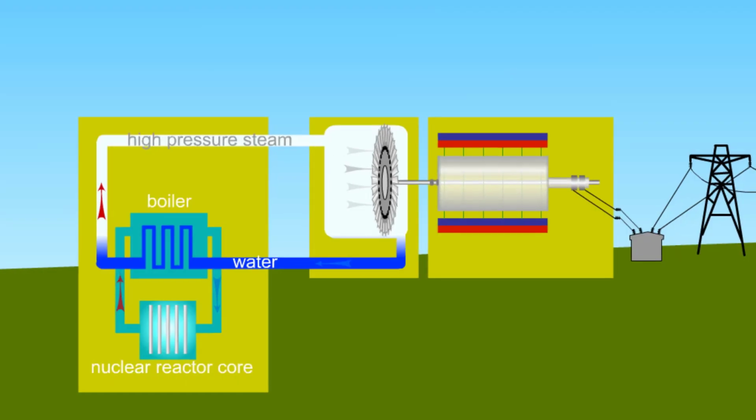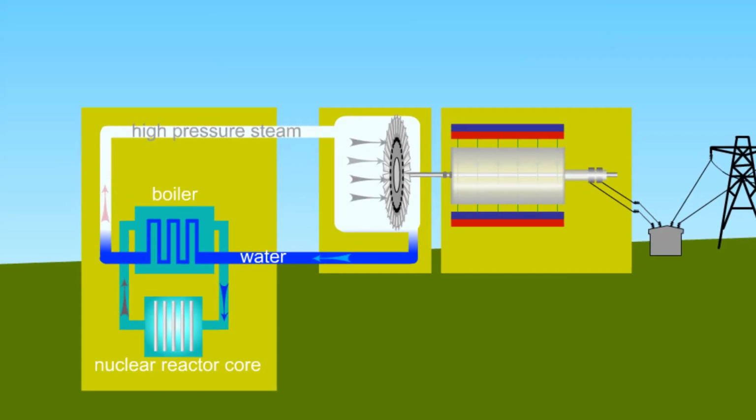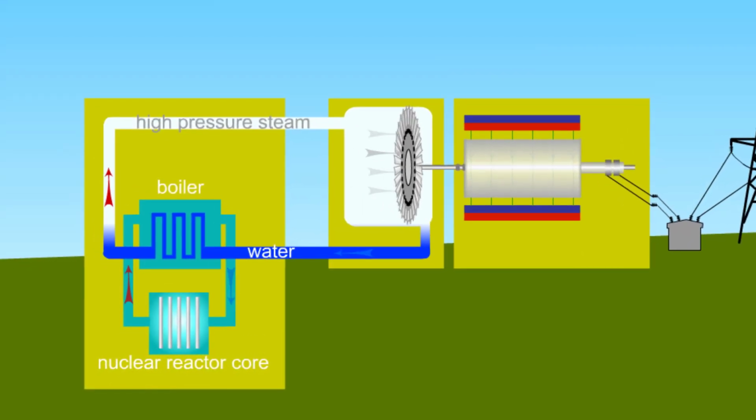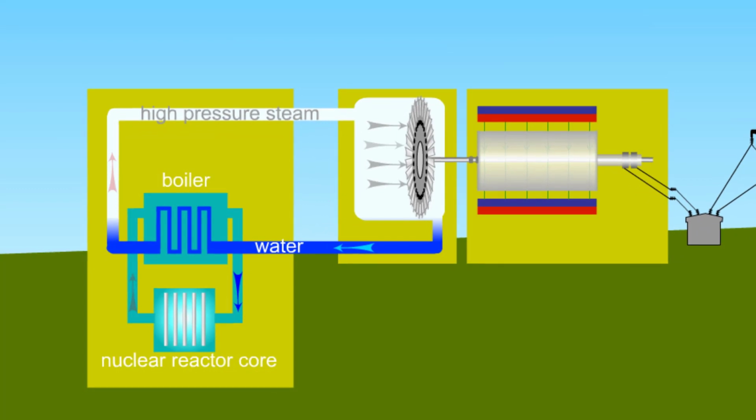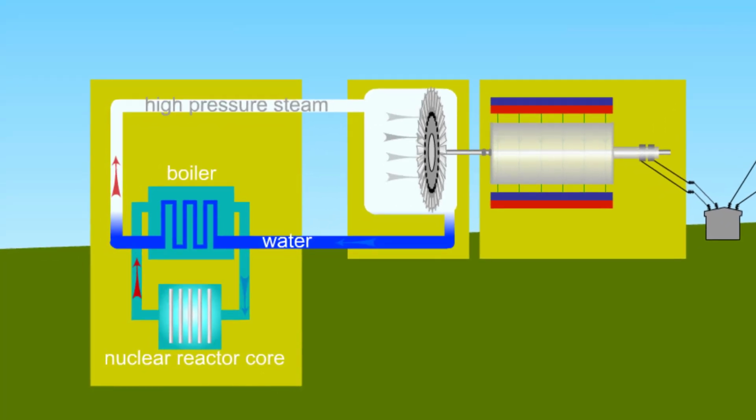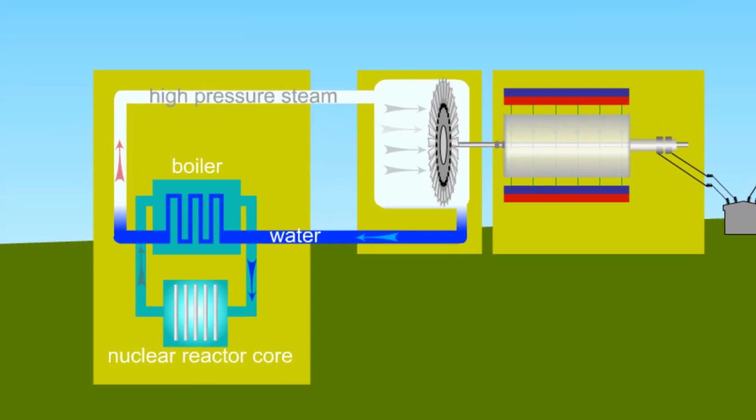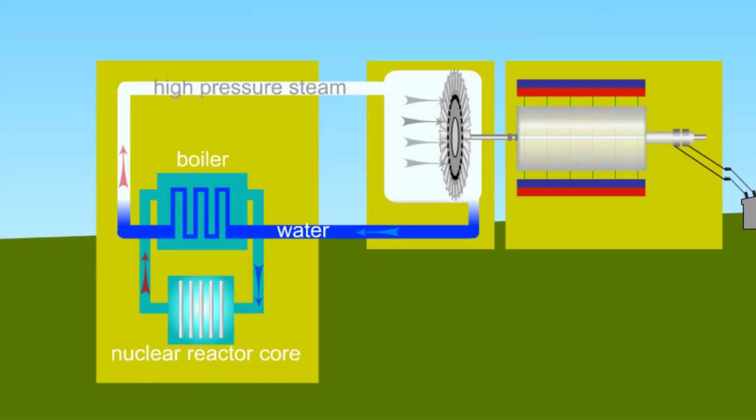Some reactor designs from the 1970s and 80s use graphite as a moderator, but these are coming to the end of their lives. One advantage of using water as a moderator is that if you lose the water, then the fission reactions rapidly stop.